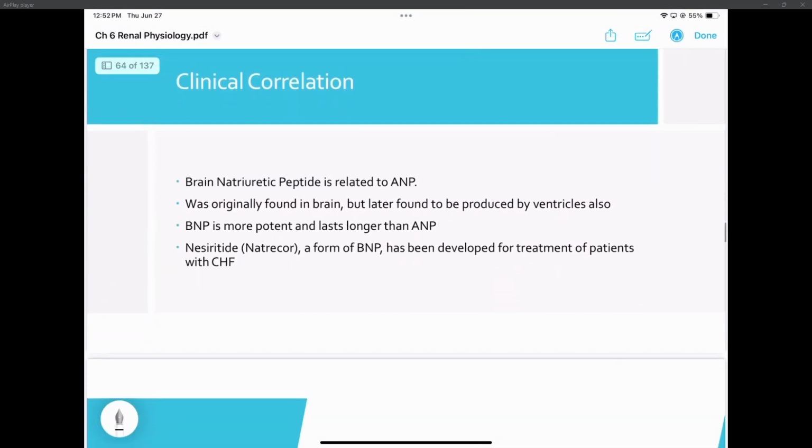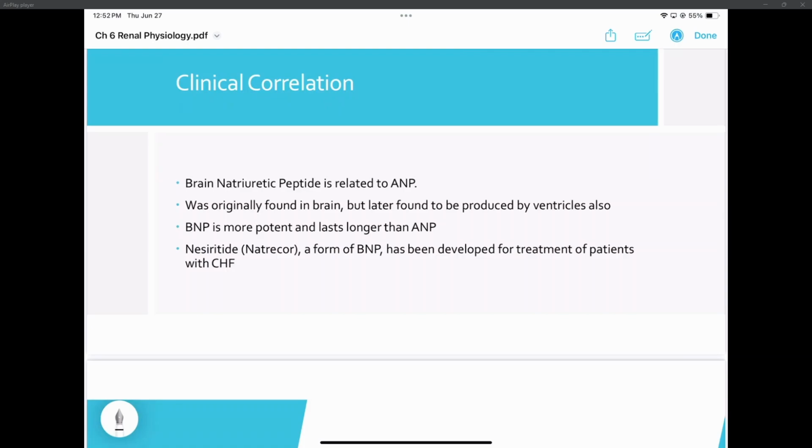BNP, brain natriuretic peptide, obviously is related to ANP. It's called brain instead of ventricle. It's called brain because they first found it from the brain. Later, ventricles also produce it. BNP is more potent than ANP. We use it as a marker of fluid overload.